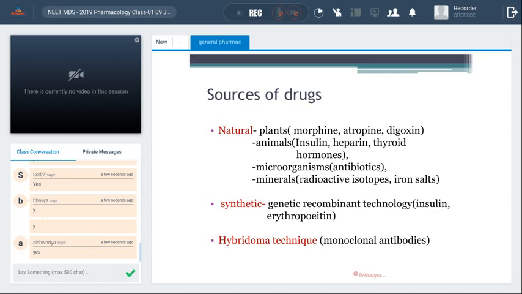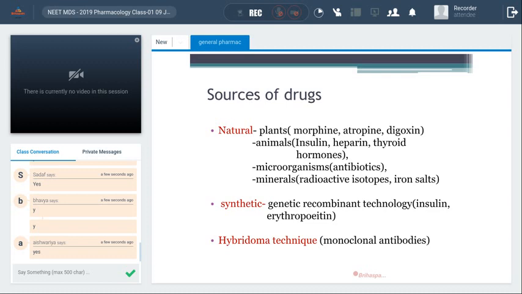Then you have thyroid hormones. Thyroid hormones we all have. If you have to synthesize it exogenously to administer for somebody, it's derived from animal. Or you have microorganisms. There are bacteria or fungi from which we derive certain drugs. These are called antibiotics. You all know about it. Antibiotics are actually derived from a microorganism.